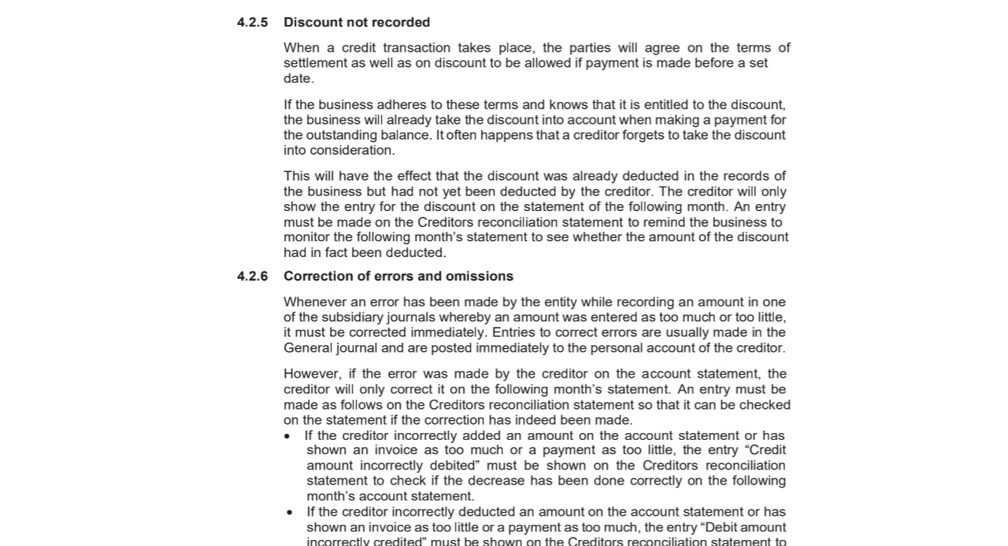It often happens that a creditor forgets to take the discount into consideration. This will have the effect that the discount was already deducted in the records of the business but not yet been deducted by the creditor. The creditor will only show the entry for the discount on the statement of the following month. An entry must be made on the creditor's reconciliation statement to remind the business to monitor the following month's statement to see whether the amount of the discount had in fact been recorded.